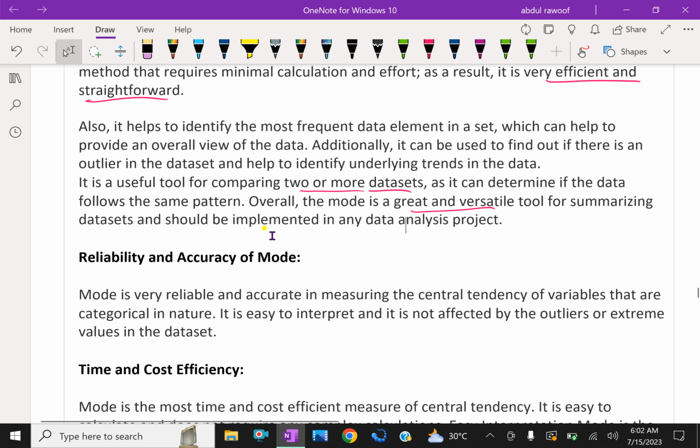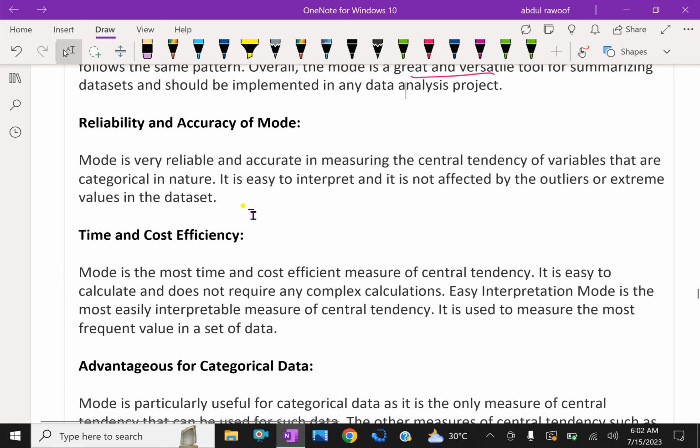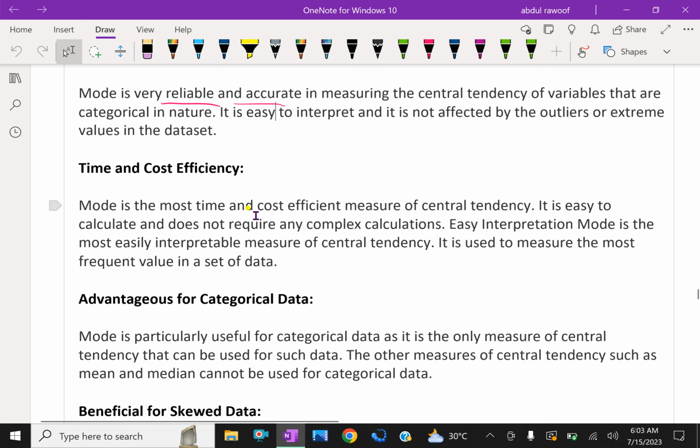Reliability and accuracy of mode. Mode is very reliable and accurate in measuring the central tendency of variables that are categorical in nature. It is easy to interpret and it is not affected by the outliers or extreme values in the data set.